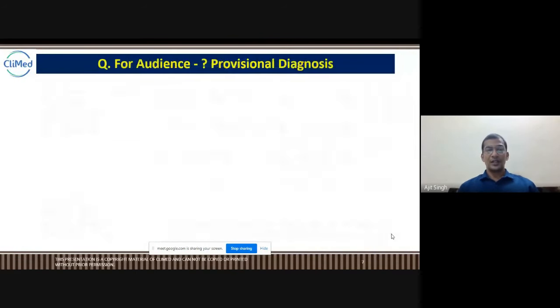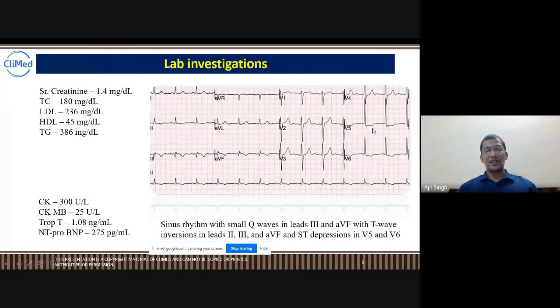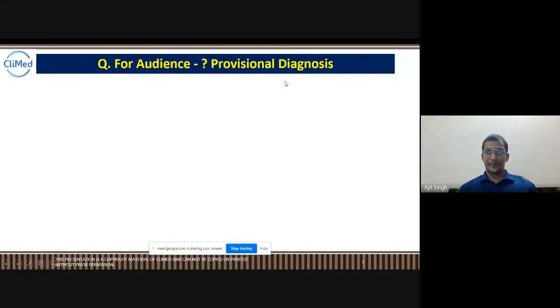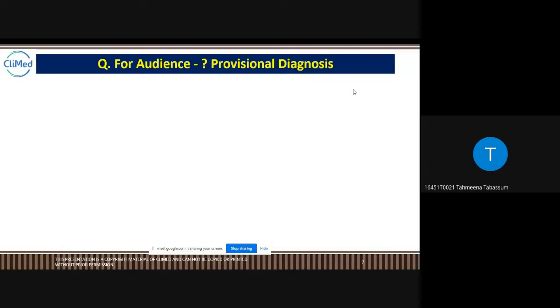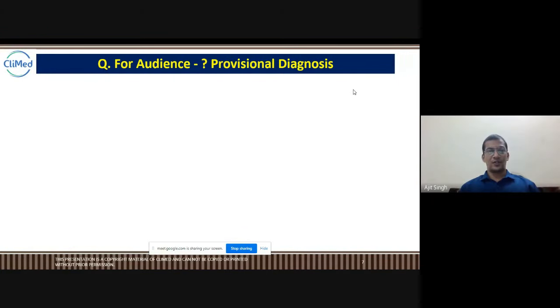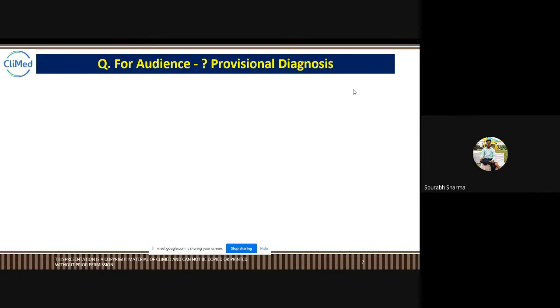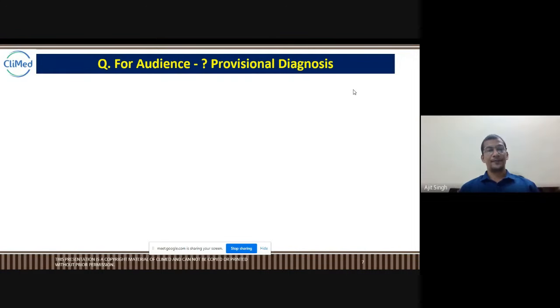So here, after going through all the tests, all the biomarkers, ECG, and history and the patient's full description, can you please tell me the provisional diagnosis, guys? Myocardial infarction, okay. ACS and STEMI. ACS NSTEMI, okay.